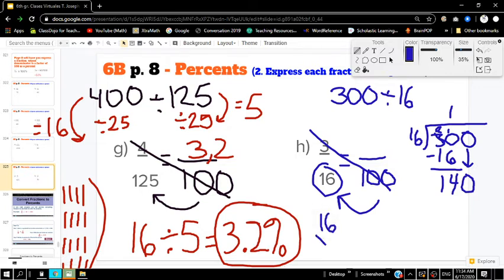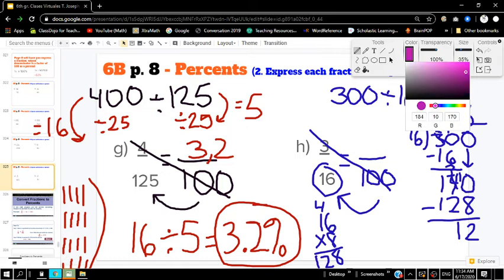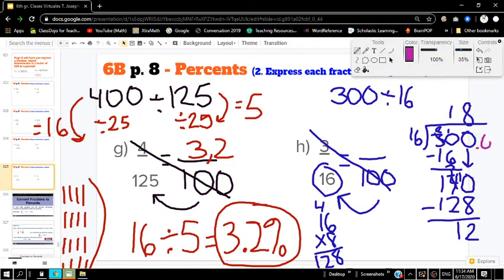16 times 8. Oops, 8 goes on the bottom, 4 goes on the top. 8, 9, 10, 11, 12, 128. Yep, that's pretty close. 16 times 8 equals 128. Subtract, and we have 12. All right, now we're going to put our imaginary decimal point in there and also put it up into our answer, and bring down our 0.